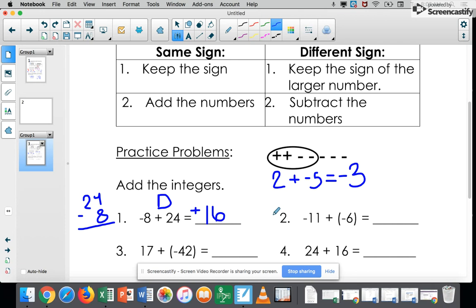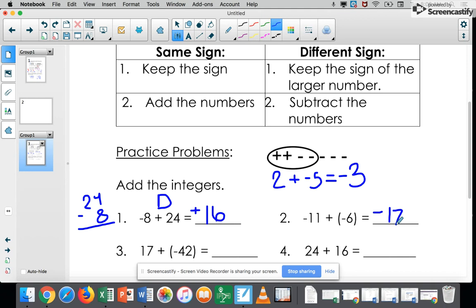Number 2 says -11 plus -6. I have to realize that they are the same signs, so I'm going to follow my same sign rules. That means I keep the sign. Since they are both negative, my answer will be negative. Then I add the numbers. 11 plus 6 is 17. If you think about it, if you have 11 negatives and then 6 negatives, altogether you have 17 negatives, which makes sense.